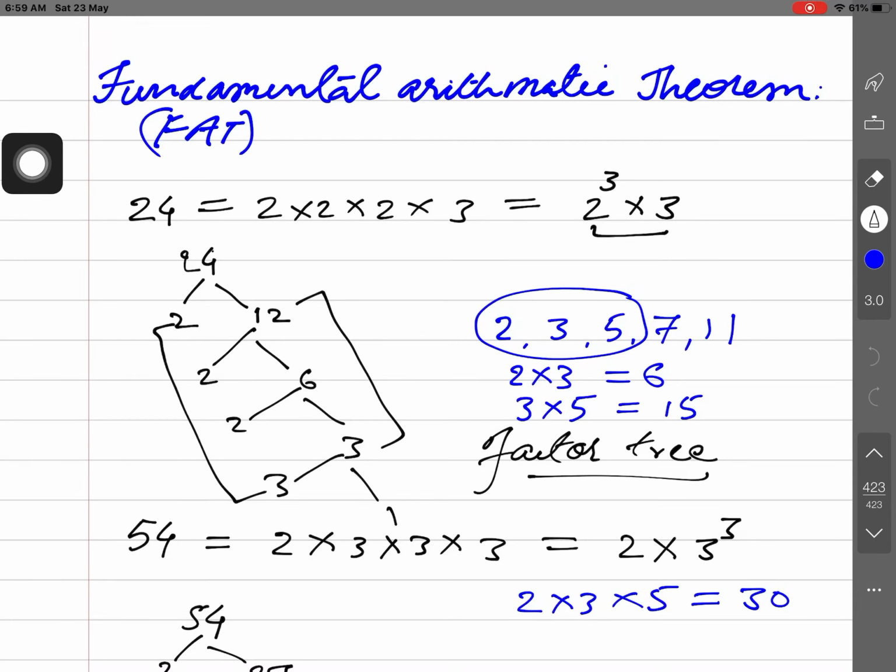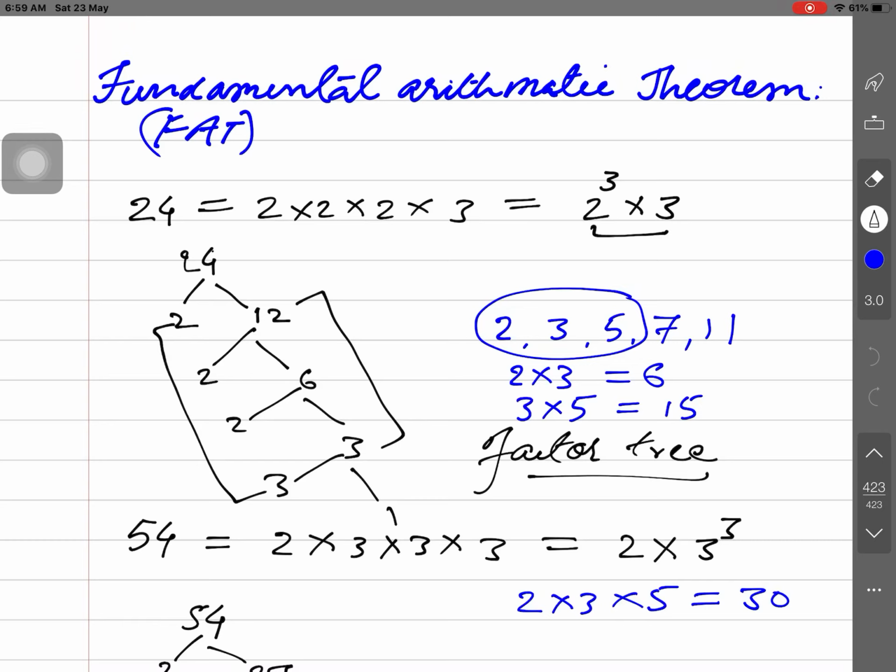See guys, the fundamental arithmetic theorem. I was explaining this, but due to some technical problems, there was an interruption in the period. I am just repeating the statement: every composite number can be expressed as a product of its prime factors. This is the revision of yesterday's lecture.